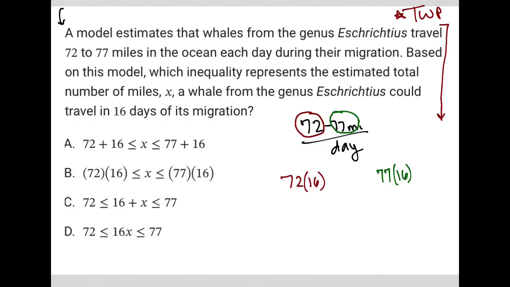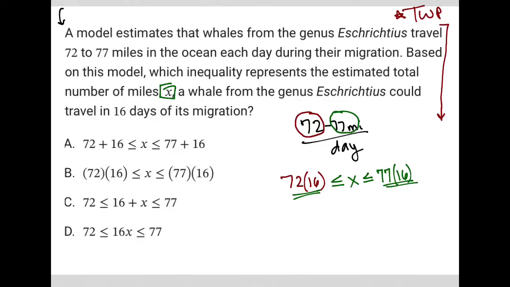So since our x value represents the estimated total number, and we know that it's somewhere between those, I'm going to put an x here in the middle and say that x would have to be greater than or equal to this number here, but it would have to be less than or equal to this number here. And hopefully that makes sense, right?